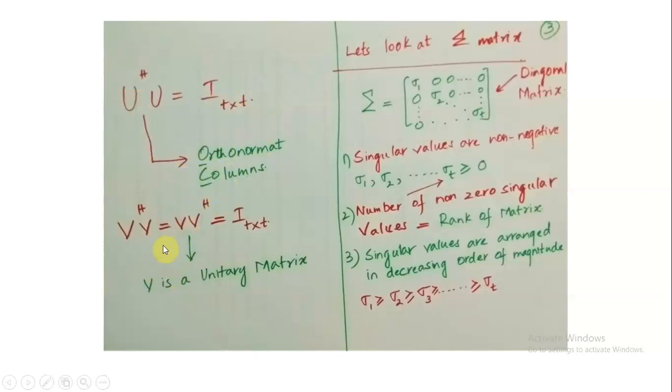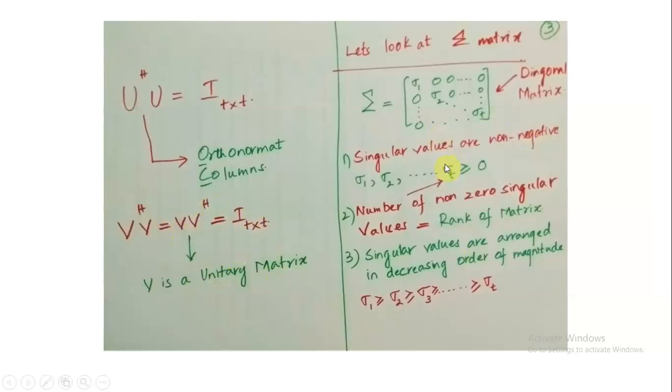So what is the other matrix V on the right side? If we multiply V Hermitian with V, that would be equal to the multiplication of V with V Hermitian, which is giving you the identity matrix I of size T cross T. So V is also a unitary matrix. So both are giving the result as an identity matrix.